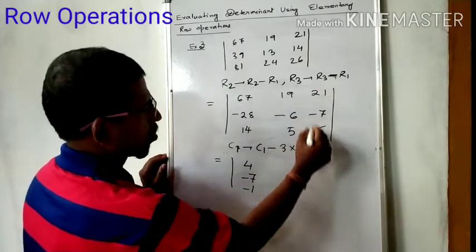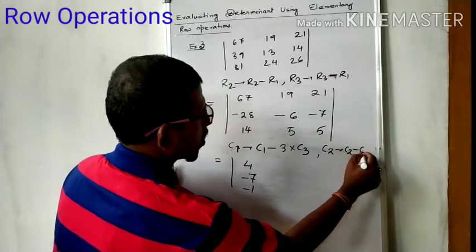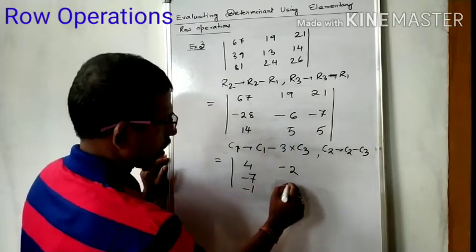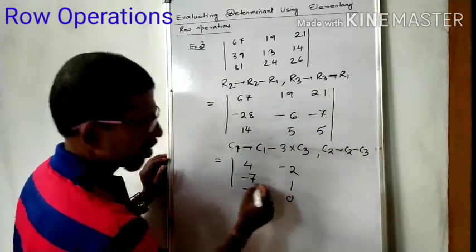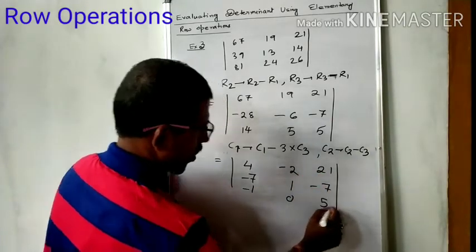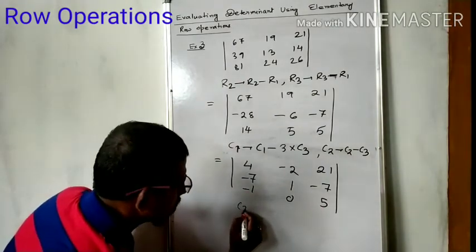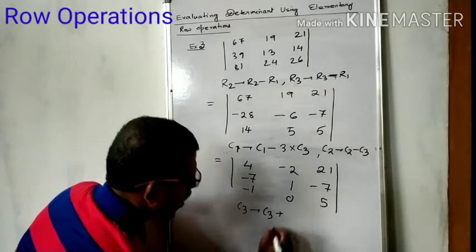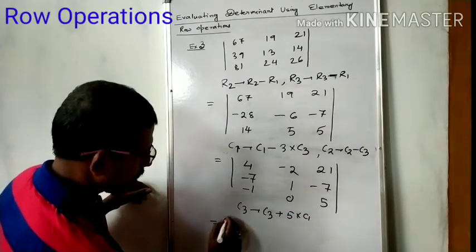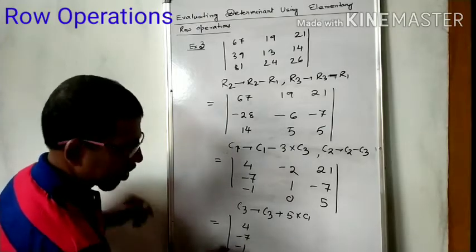And we can use this also at a time. We can reduce this number: C2 tends to C2 minus C3. 19 minus 21 is minus 2. This will become plus, so 1. This minus, so it will be 0. So it will be again 21 minus 7, 5. Now we can reduce one more column so that you will get 0. 5 is there. C3 tends to C3 plus 5 into C1, since the minus is already there. So it will be 4, minus 7, minus 1.